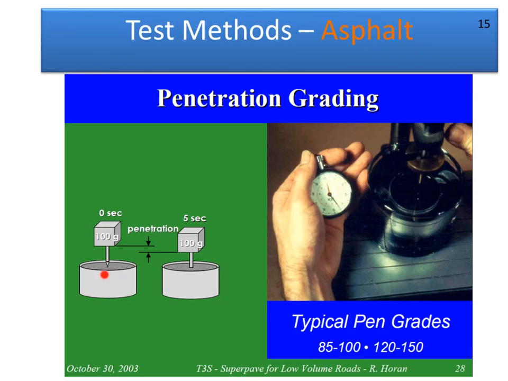So you have your can of asphalt at some particular temperature. You have a 100-gram mass that sits up here attached to a plunger. What you're doing is figuring out how far the plunger penetrates into the asphalt in a 5-second period of time. Within that 5-second period, you measure that distance, and that correlates to your penetration number.